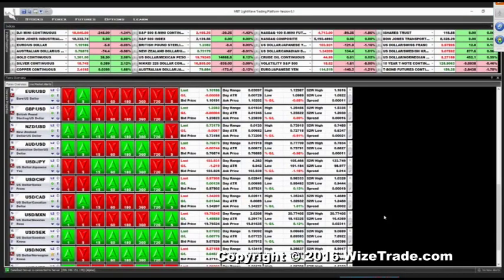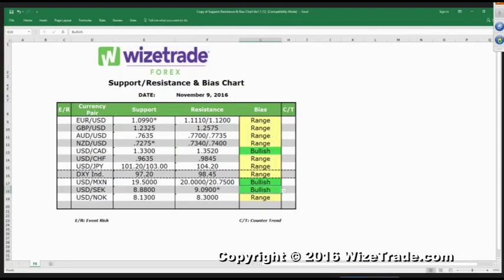All right, guys. So your bias chart is done. Here it is. I'm just going to leave it here for you for a second.